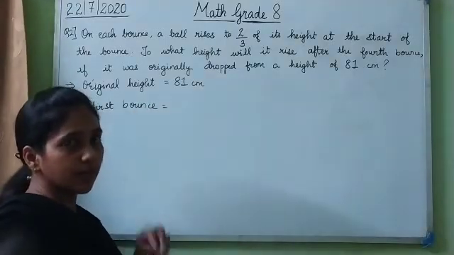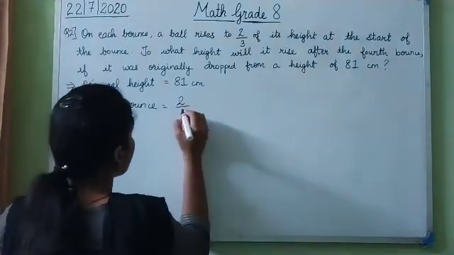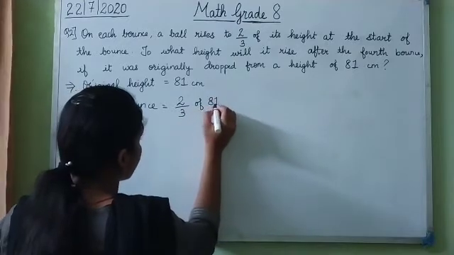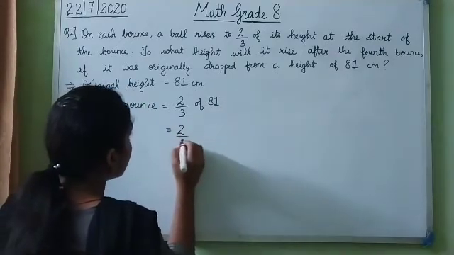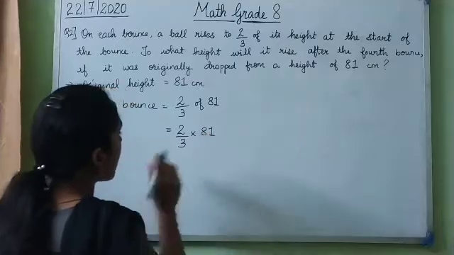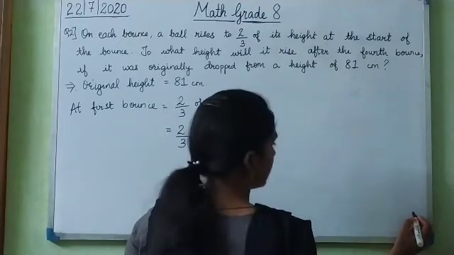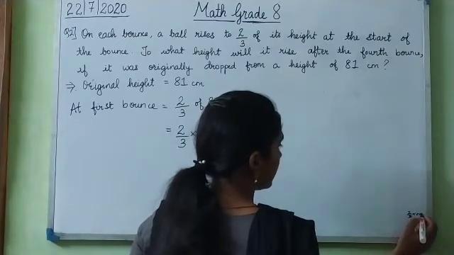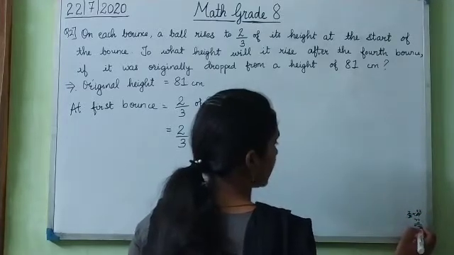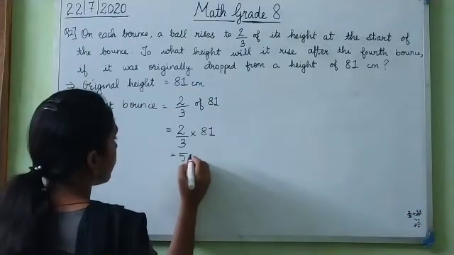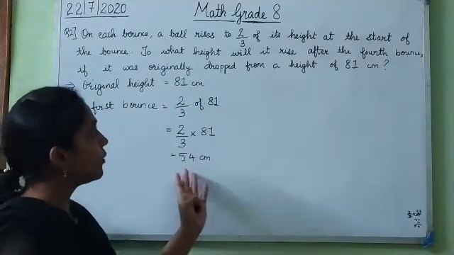So at first bounce, what will the height be? After it bounces for the first time, it will come back to a height which is 2/3 of 81. Okay, so 2/3 of 81 means 2/3 multiplied by 81. So how much is 2/3 of 81? 3 2s are 6, 3 7s are 21... so this is equal to 54 centimeters. So after bouncing for the first time, it will come to a height of 54 centimeters.